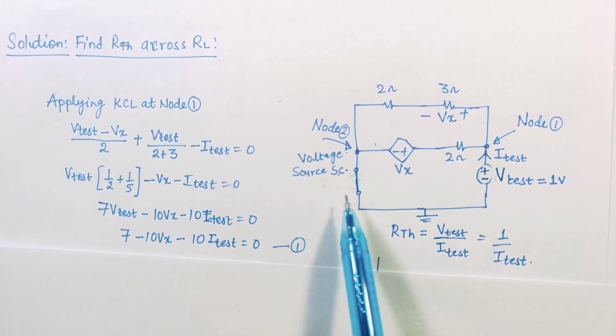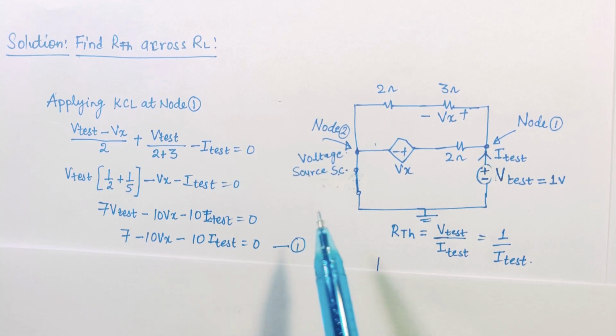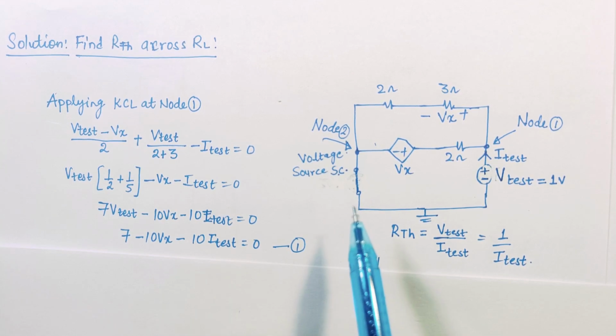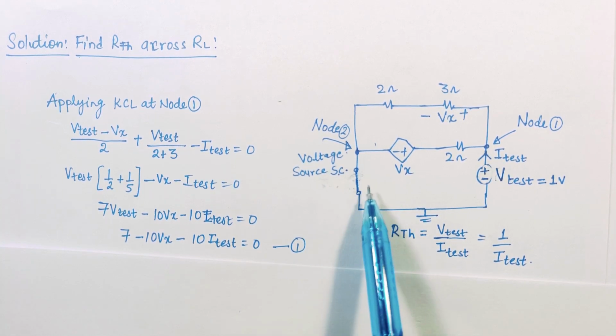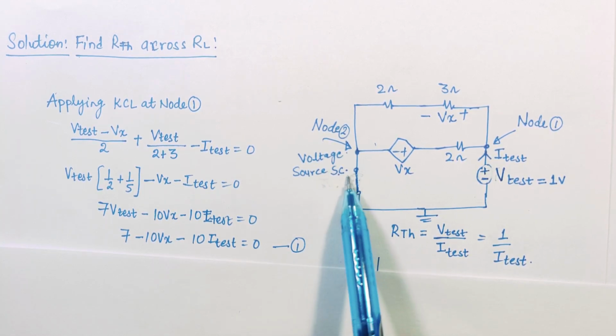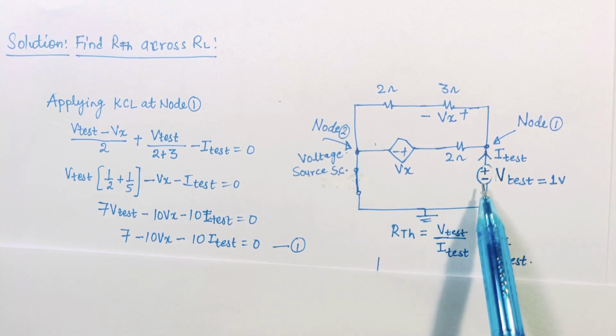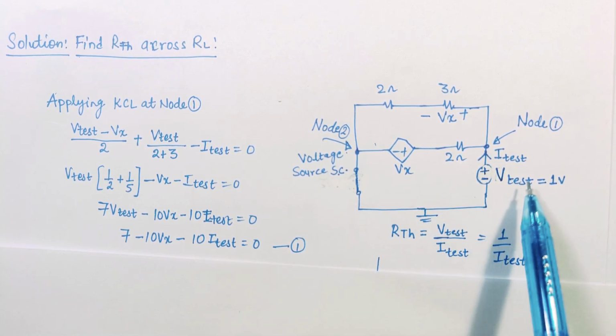An independent voltage source will be replaced by a short circuit. If there is an independent current source in the circuit, then it will be replaced by an open circuit. As we can see here, a 50 volt independent voltage source was given, so it is short circuited. Now we will apply nodal analysis here and try to calculate V test upon I test.